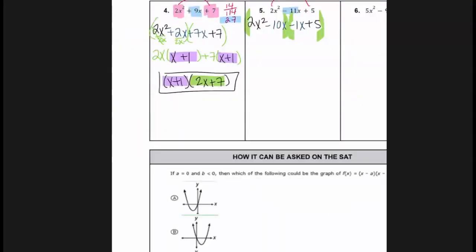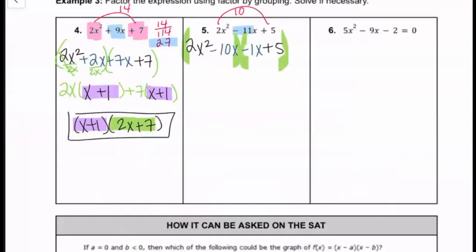So I drew my parentheses. And from here, we're going to do our greatest common factor. What's the biggest number that goes into 2 and 10? Well, 2. Because 2 can go into 2, and 2 can go into 10, or divide evenly. So I'm going to have a 2. They both have an x. I can pull out a 2x from both of them.